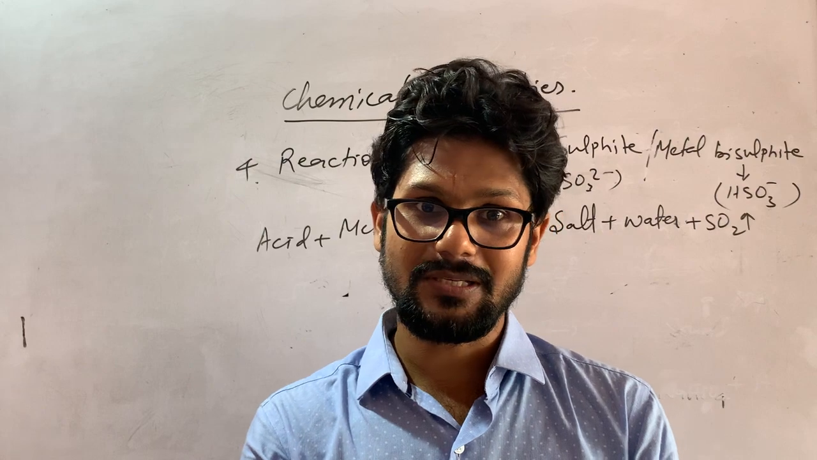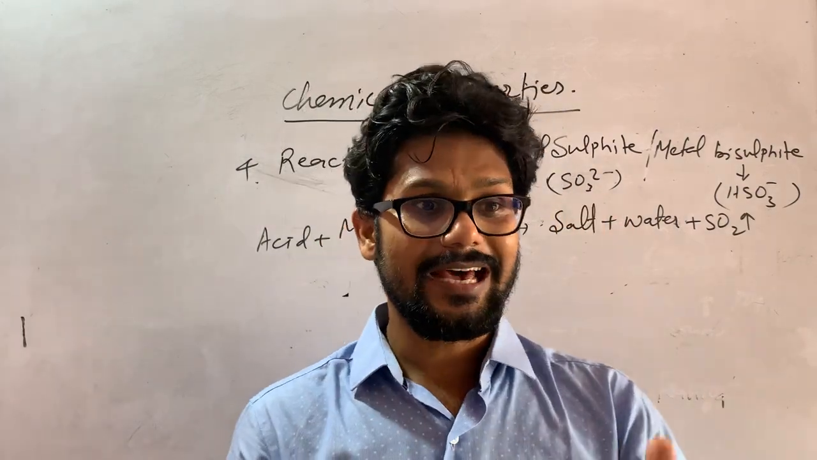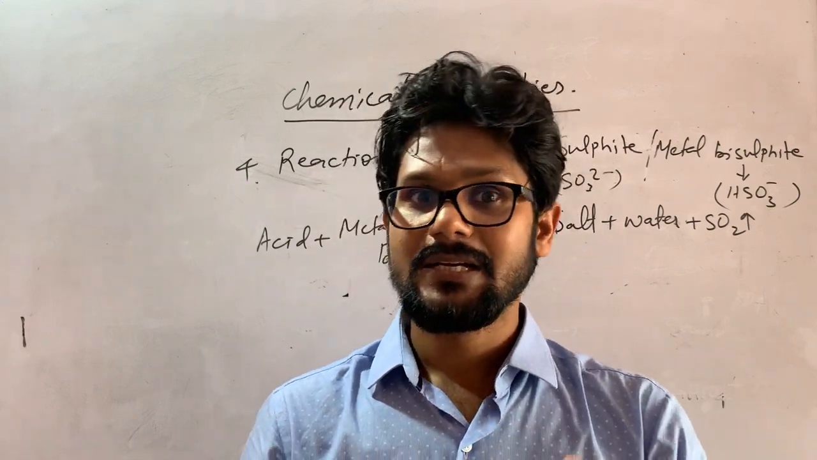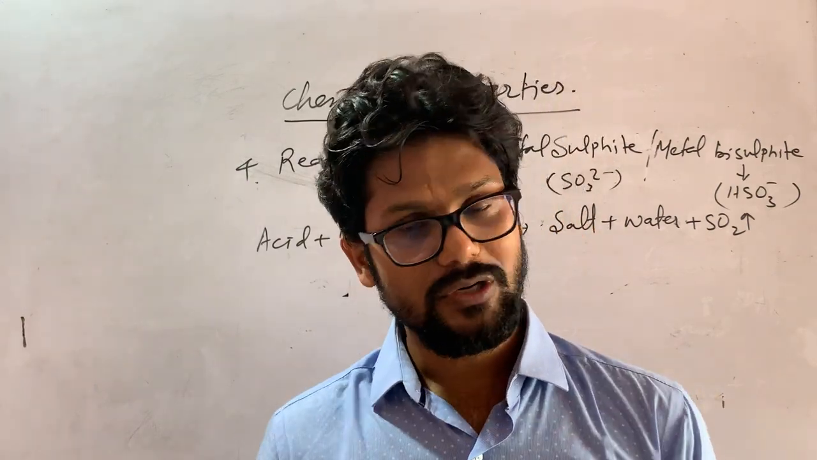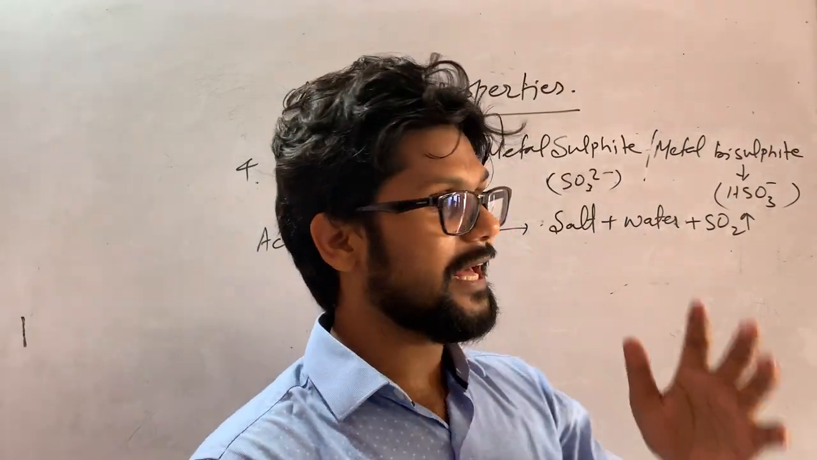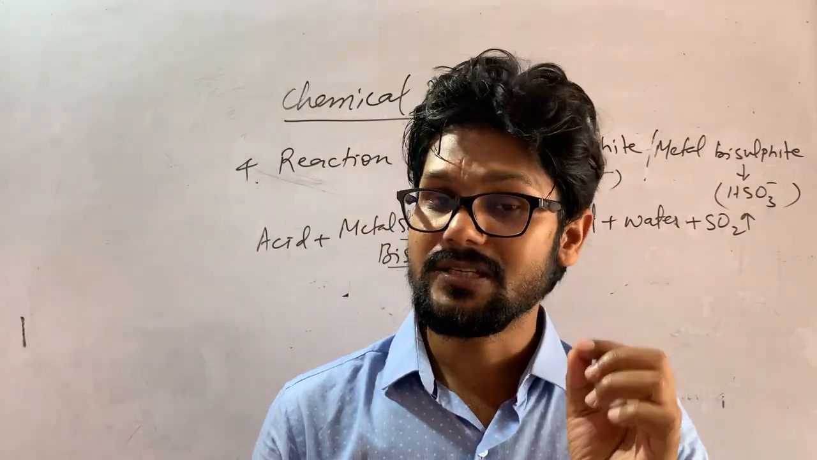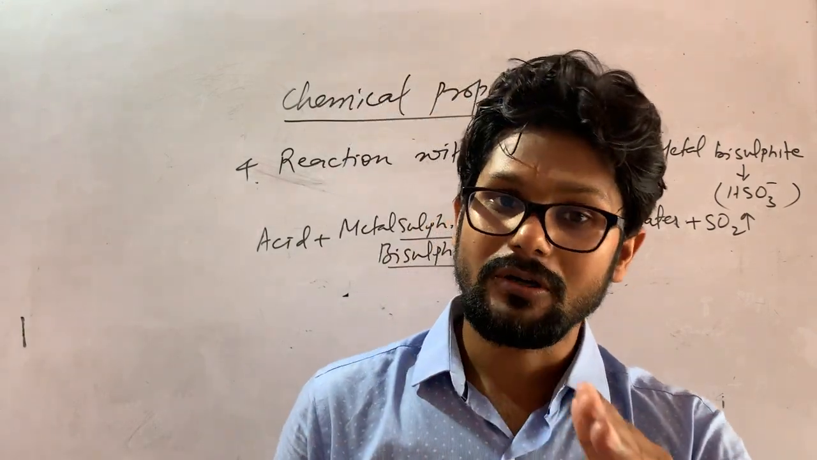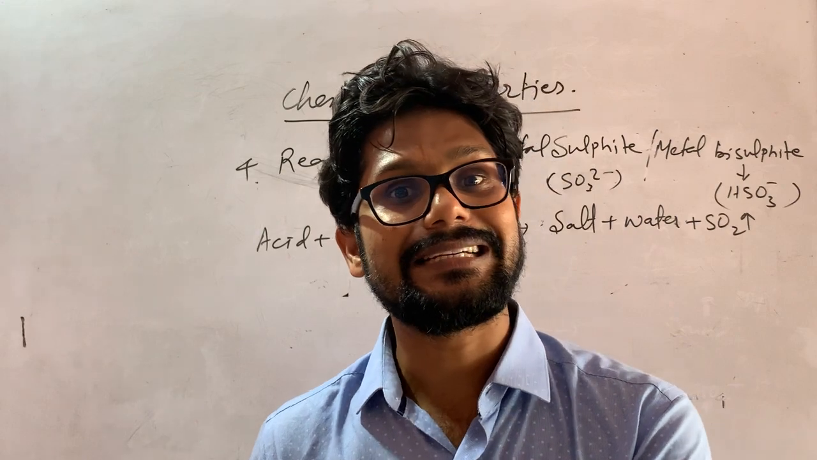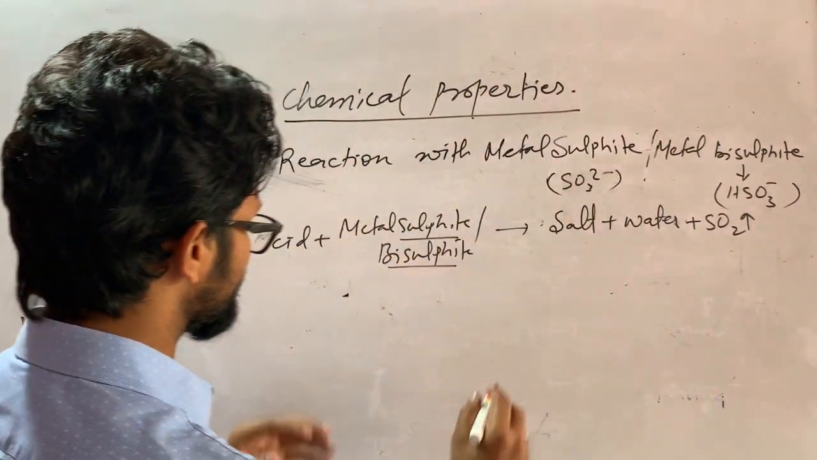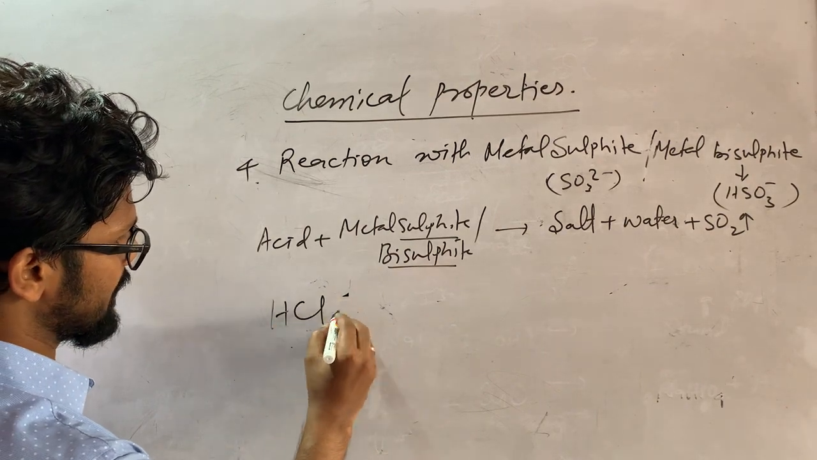Okay, again I'm going to say sulfur dioxide turns lime water milky as carbon dioxide, but carbon dioxide has no effect on acidified potassium dichromate solution, while sulfur dioxide turns acidified potassium dichromate solution from orange to clear green. You must remember this. Now reaction, take example, I'm taking example HCl.